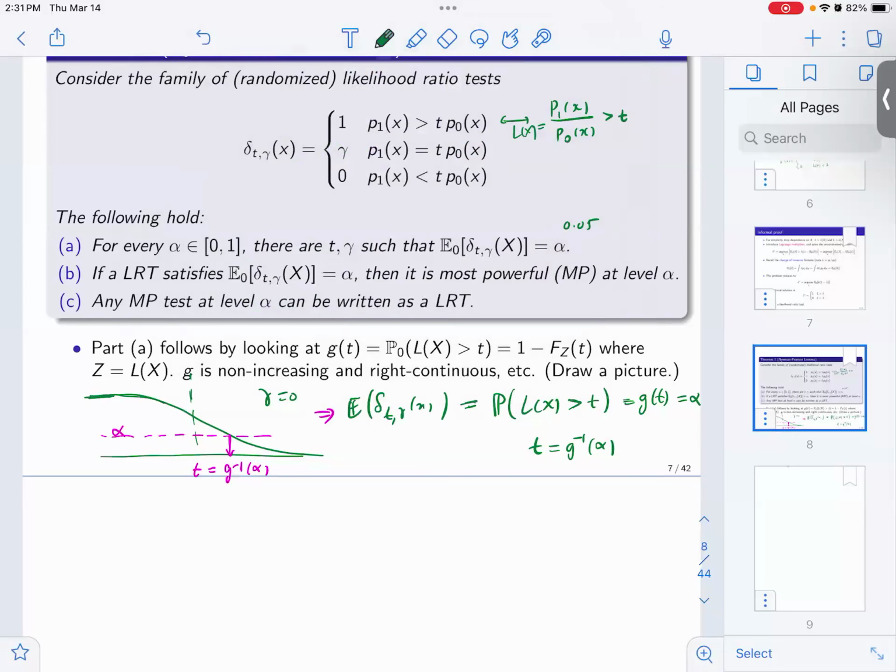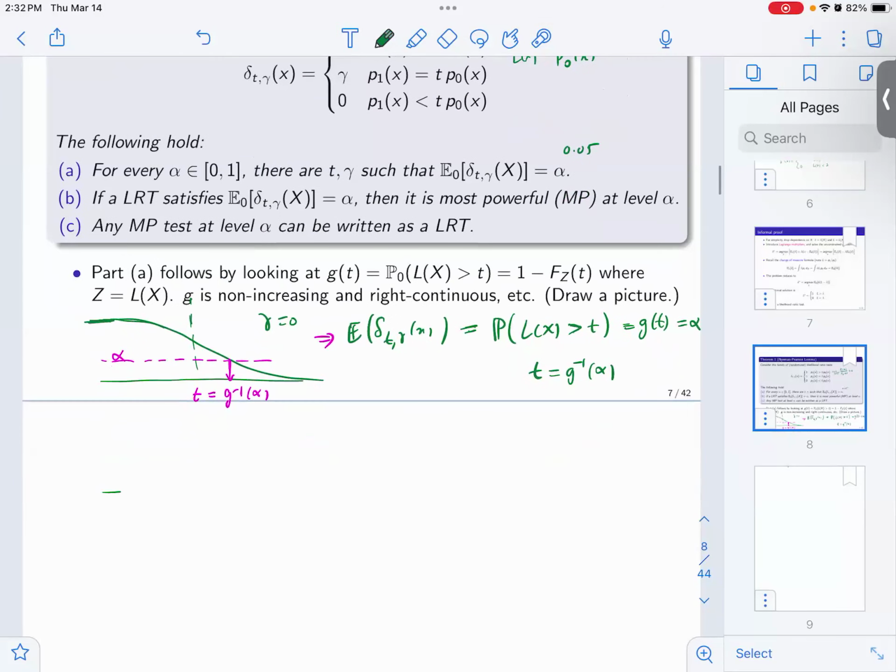Okay, so that's one particular case. But the difficulty would be the case where I have maybe something like that, it comes down, and then there's a jump. So this corresponds to the case where you have a point mass at a particular location, P naught, for example. If there's a point mass in the distribution of L of X, you would have this jump discontinuity.